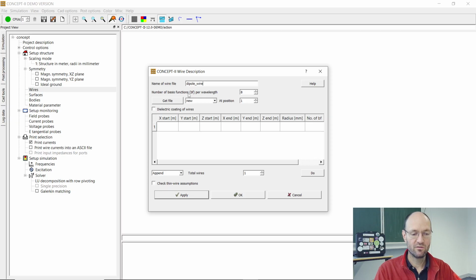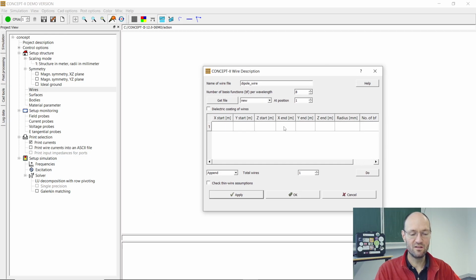Then the next step that we can choose here is a certain number of basis functions per wavelength, and 8 seems to be the default setting here. If we increase this, there's more computational effort. But we just have this one wire, so we can probably go up to 10, 20, something like this. Or maybe we will leave it at 8 and look later on at what happens if we change this. Then we need to have coordinates for our wire here.